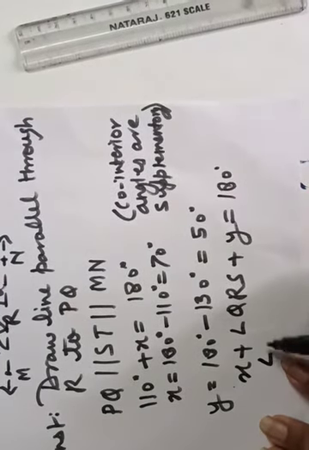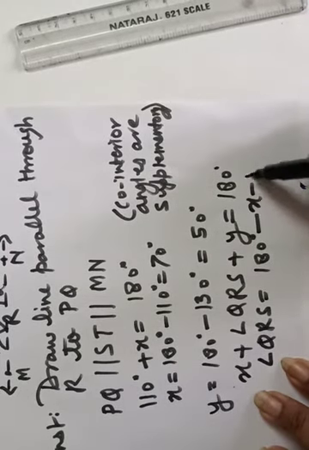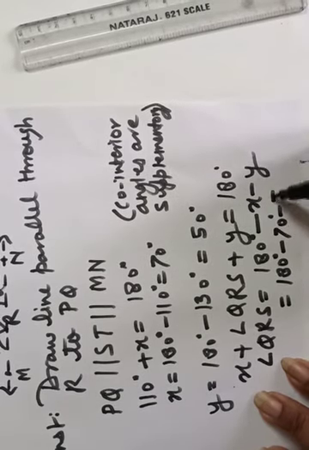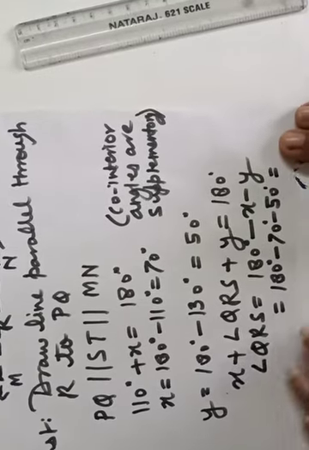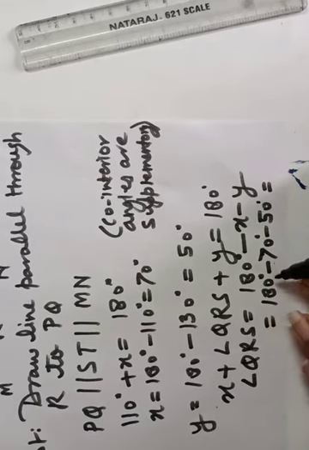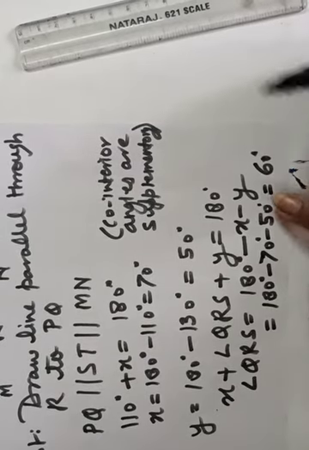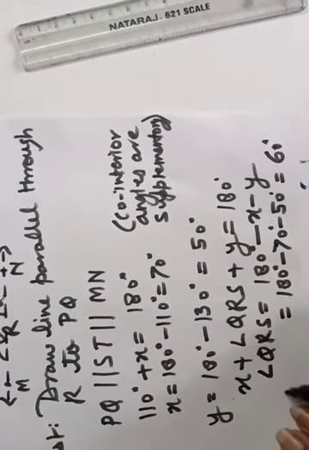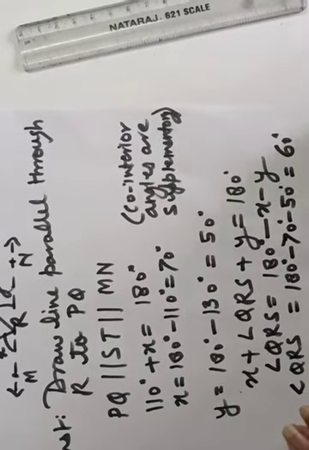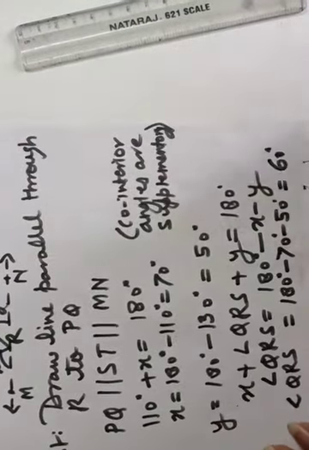Yes, so the value of angle QRS will be equal to 180 degree minus X minus Y, that is equal to 180 degree minus 70 degree minus 50 degree, that is equal to, 70 plus 50 is 120, and 180 degree minus 120 is equal to 60 degree. So the value of angle QRS is 60 degree. Yes, the value of angle QRS that we needed to find out is 60 degree.